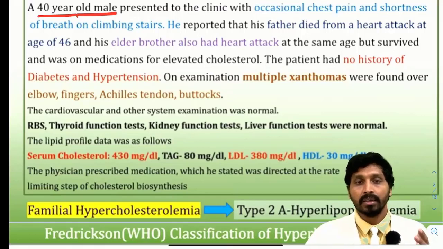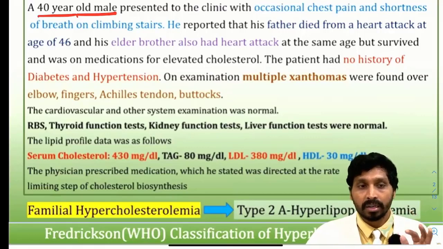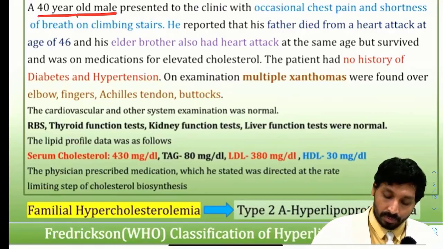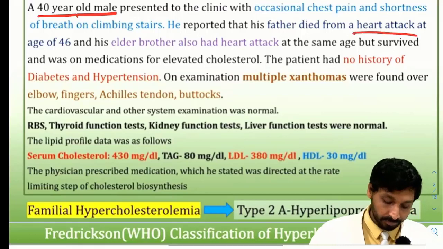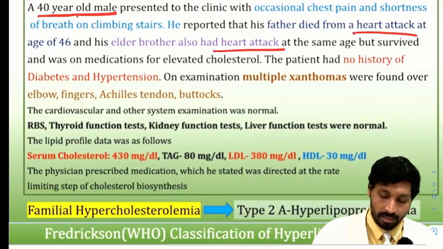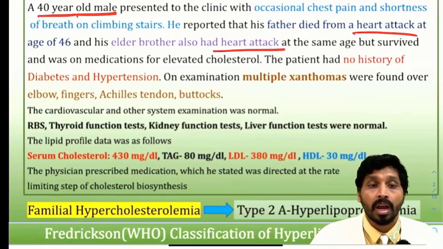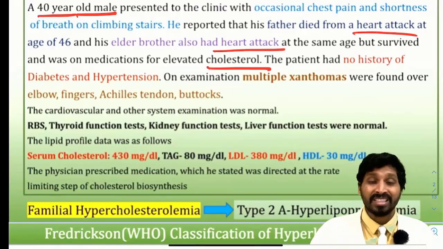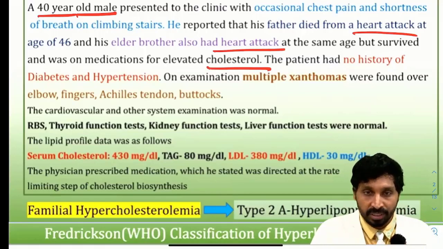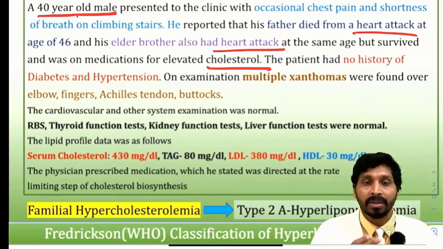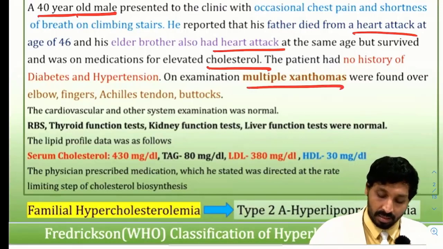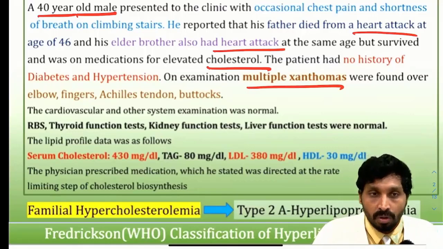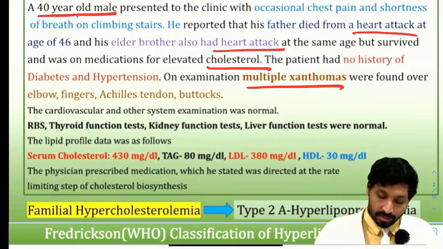He reported that his father died from a heart attack at the age of 46. So, family history reveals that death in the previous generation was from a heart attack, and his elder brother also had a heart attack at the same age, but survived and was on medication for elevated cholesterol, right. The patient had no history of diabetes and hypertension. On examination, multiple xanthomas were found. Xanthomas are nothing but eruptive lipid depositions over the skin, found over the elbow, fingers, Achilles tendon and buttocks.